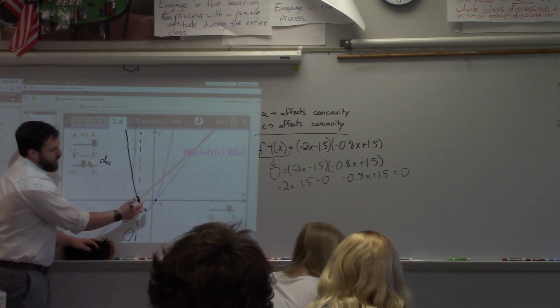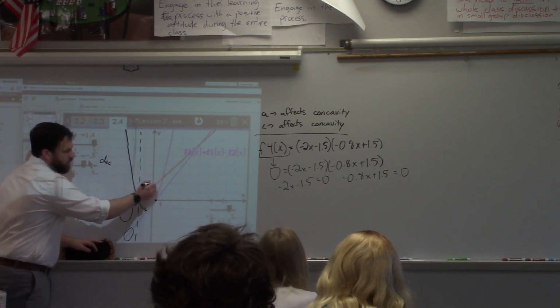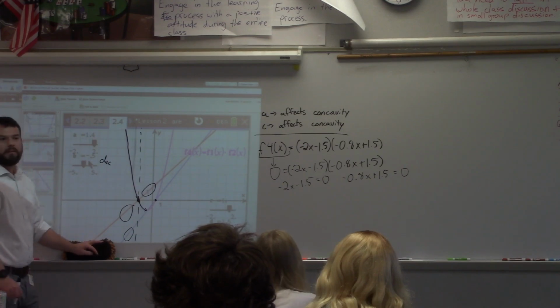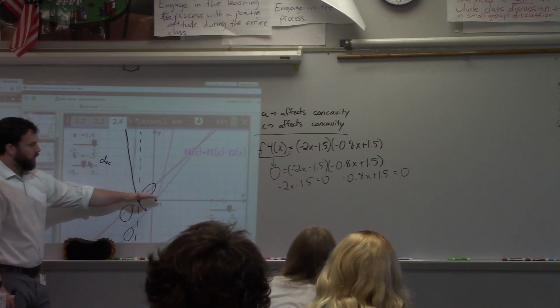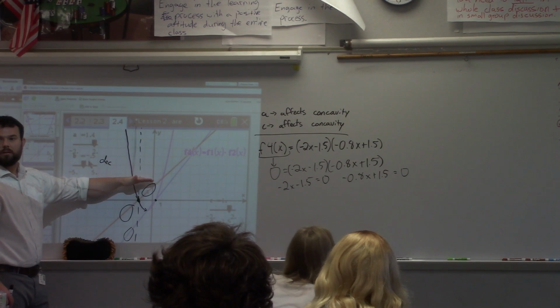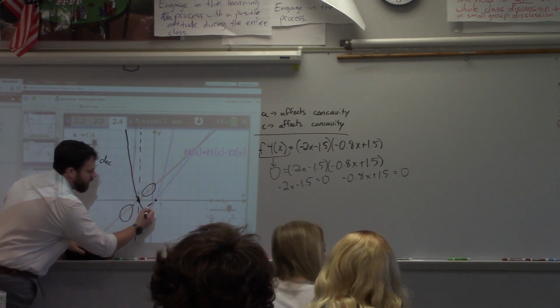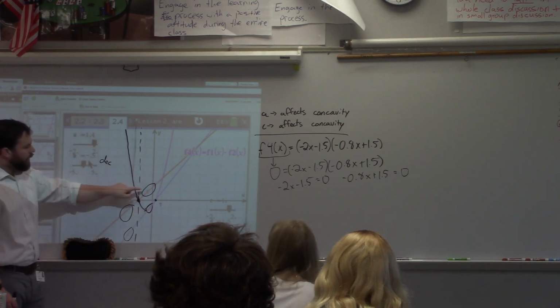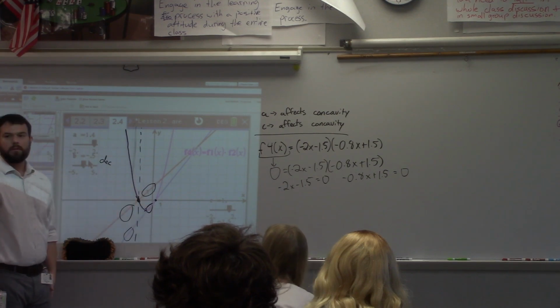Oh, and also I do want to point this out. Sorry, I should have said this before. Notice right here. Are those positive or negative values? They're above the x-axis, right? They are positive. What are these right here? Negative. And what's a positive times a negative?